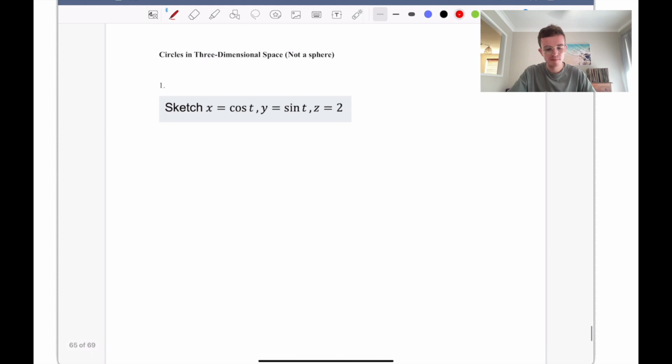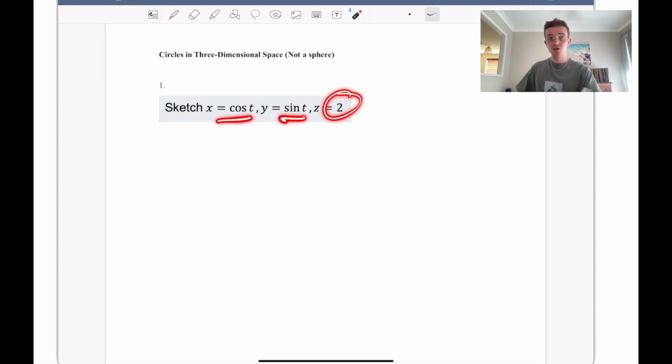So, curves in three-dimensional space that aren't a sphere. This one is the easiest they're going to be, because this is simply a circle of radius 1, and its z value is 2, which just means it's a circle of radius 1 that's been moved up by 2. Simple.